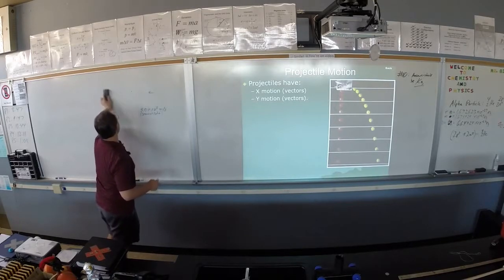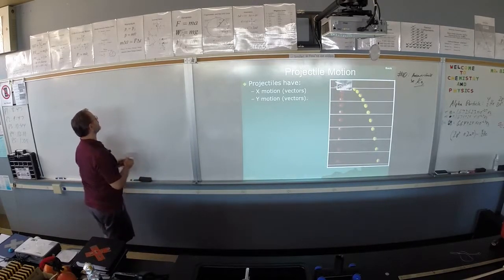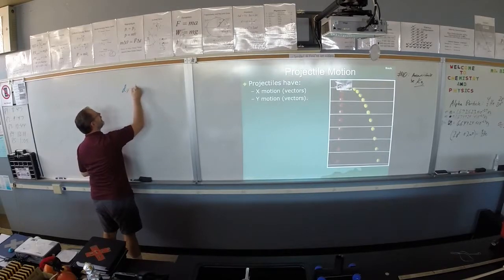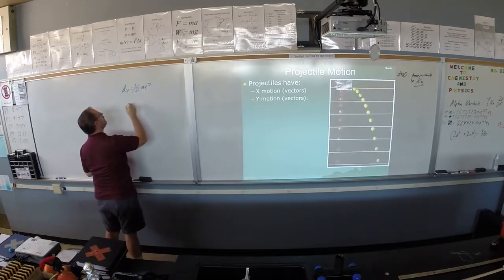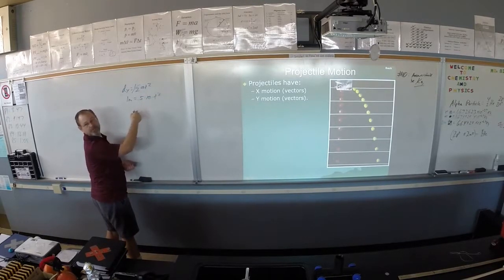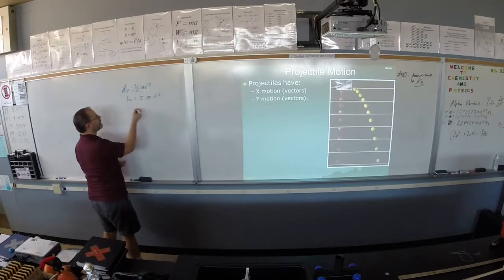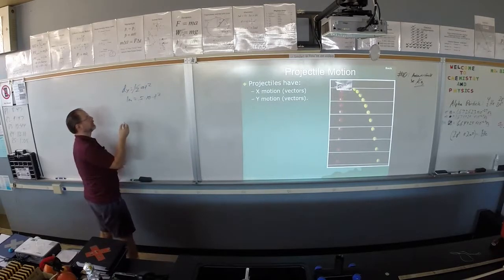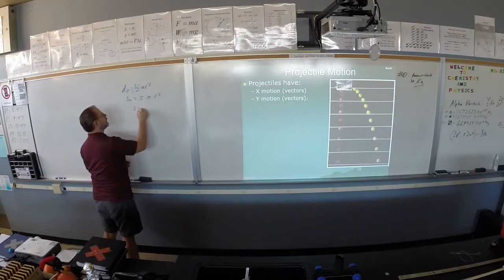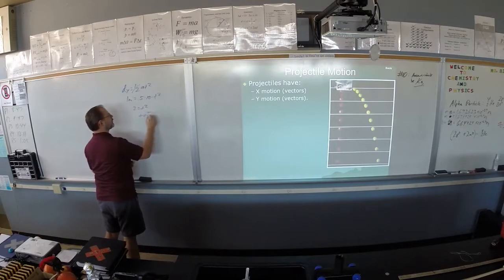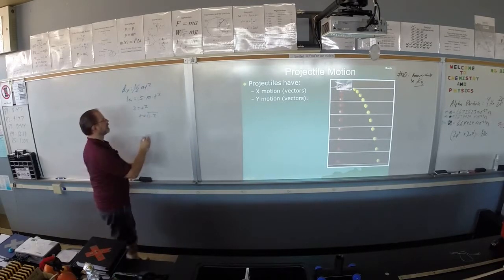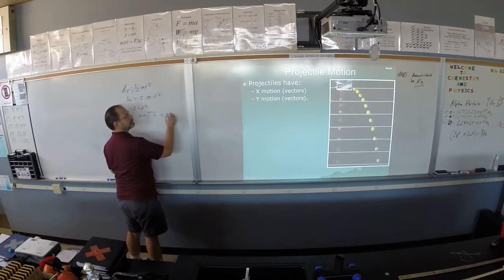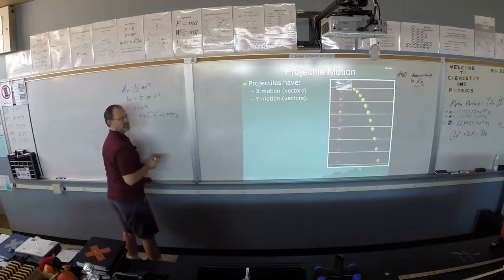If we want to know how long it takes, we just do d equals 1/2 at squared. So dy equals 1/2 at squared. 1 meter equals 0.5 times 10 times t squared. 0.5 times 10 is 5. And 1 divided by 5 is 0.2. So 0.2 equals t squared, or t equals the square root of 0.2. How long does it take? About 0.45 seconds, I think.